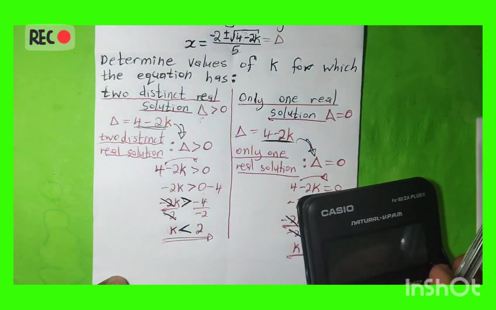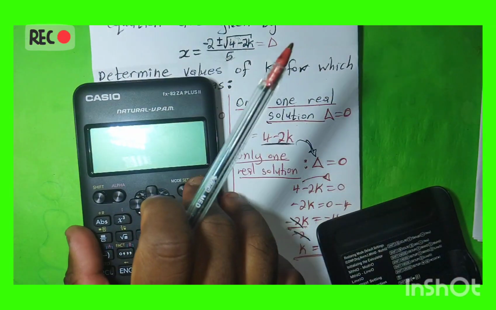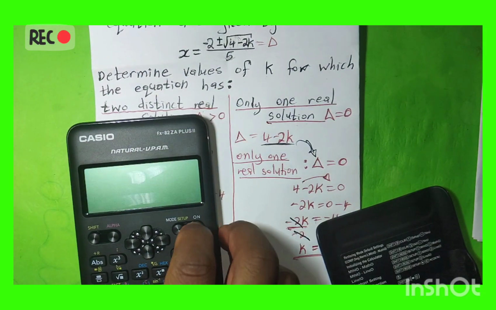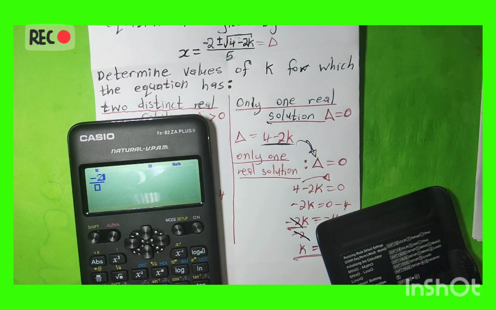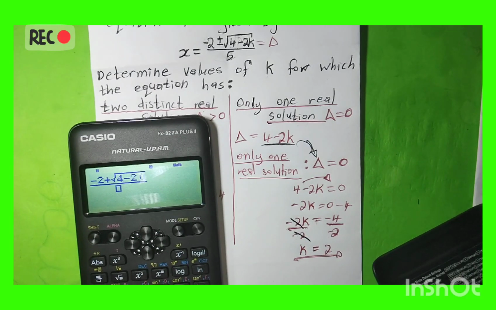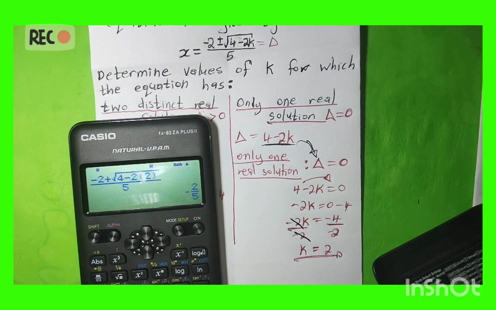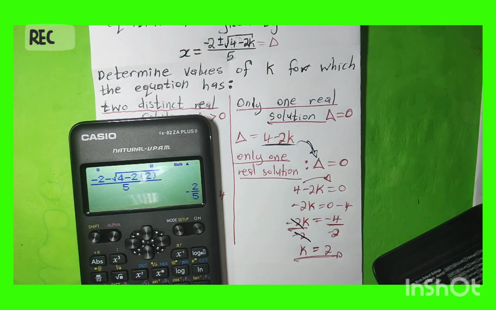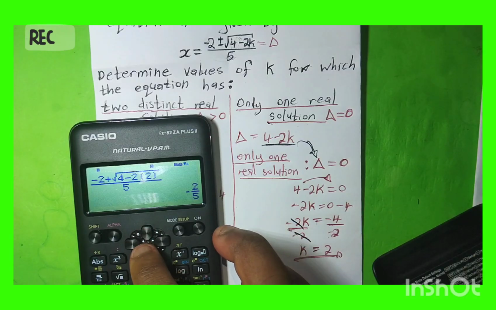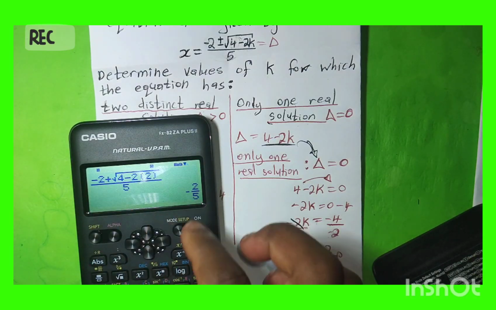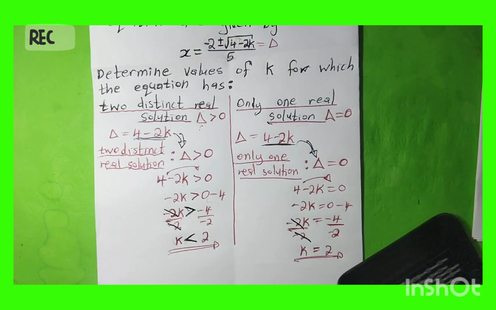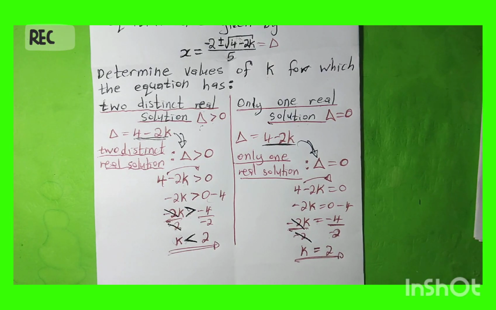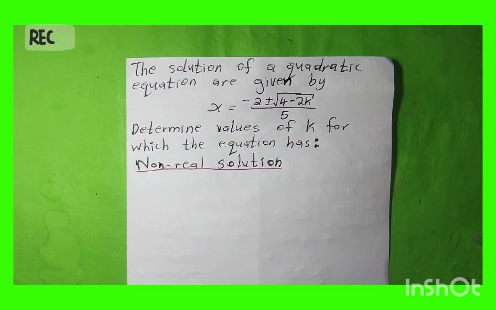Let me just take this calculator. This is what I'm talking about, guys. I can press that equation, minus 2 plus the square root of 4 minus 2, and when this is 2, divided by 5. Do you see the answer that I got? Let's try to change it to negative now. Still I'll get the same answer. When it's negative it's that, when it's positive it's that.